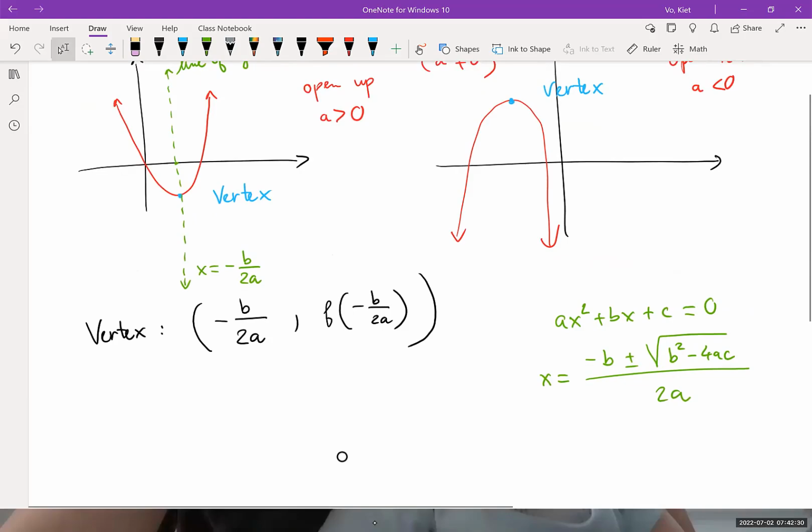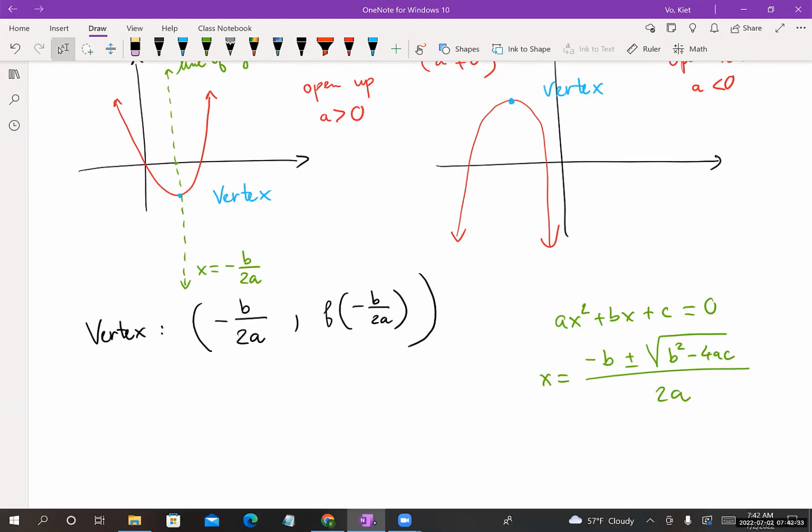Now, if there is an x-intercept for the quadratic function that we're working with, then there would be two solutions, and you could actually see that the x coordinate of the vertex is exactly halfway between the x-intercepts. Right, so you see how I labeled the x-intercepts here. The x coordinate of the vertex, negative b over 2a, is exactly halfway between the two x-intercepts.